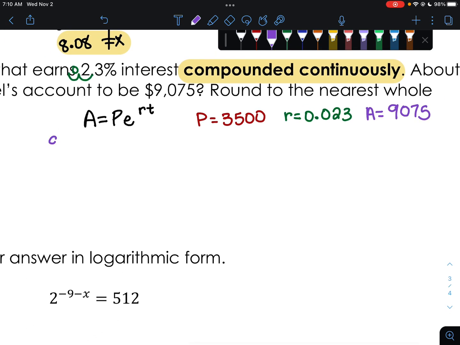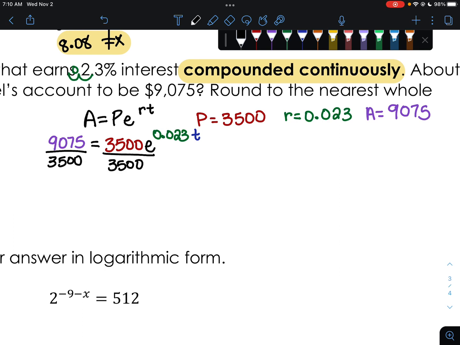So I have $9,075 equal to $3,500. Remember, e is a number, and then our rate is 0.023, and we're trying to solve for time. First thing we do is we divide both sides by $3,500. If you want to type that into your calculator to simplify, you can, or you can leave it as is. It does not matter either way. Just simplifying it gives you less numbers or smaller numbers to work with.